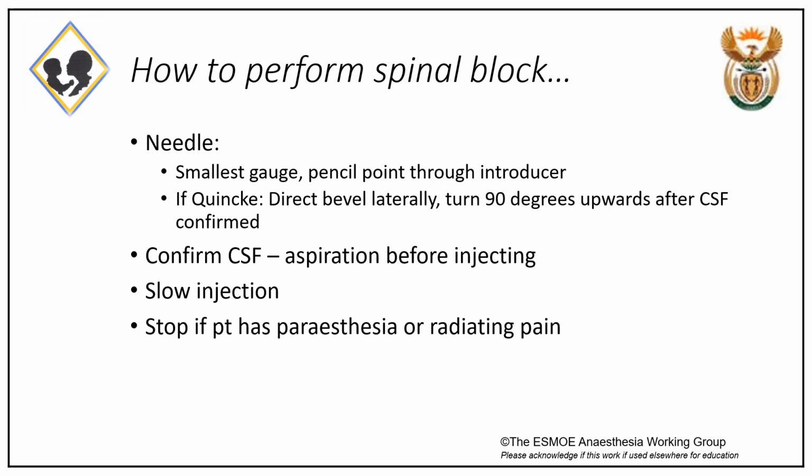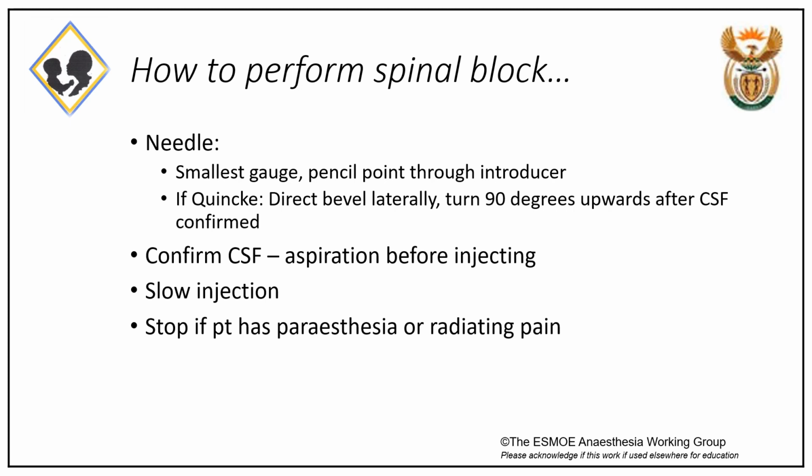The introducer is inserted at the identified space. The needle is then passed through the introducer until a small pop is felt. When the stylet is removed, clear CSF should spontaneously appear in the needle hub. If CSF is not coming back, the stylet is reinserted and the needle is advanced or redirected. If a cutting or Quincke needle is used, the bevel should face sideways until CSF is encountered. The bevel is then turned upwards before injecting.